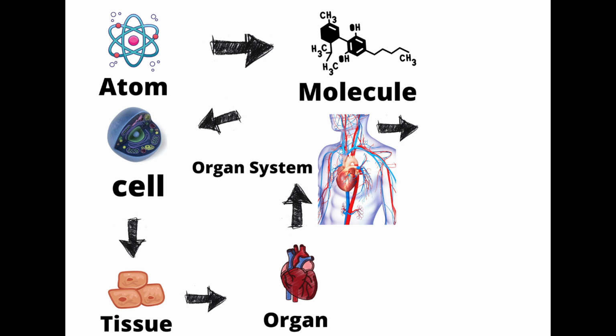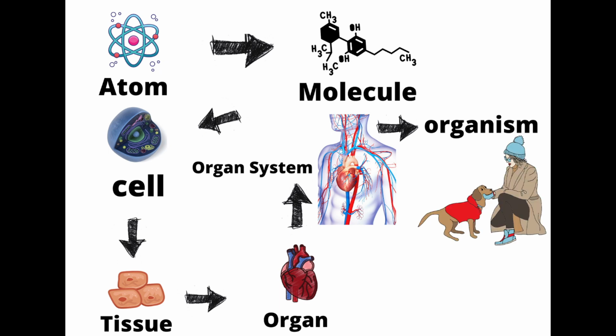Now, our organ systems work together to create an organism. An organism is an individual animal, plant, or single-celled life form. So any singular living thing is an organism. And any organism is going to have all of the things we just discussed included in it. So it's going to have organ systems, organs, tissue, cells, molecules, atoms, etc.